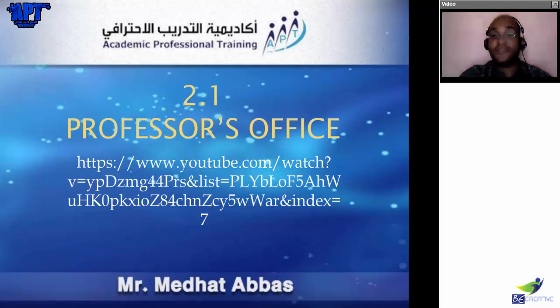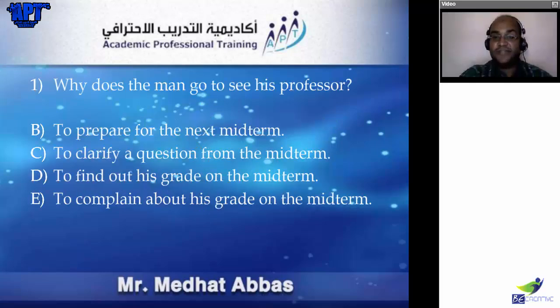To start quickly the answers for this listening part, let's see the first one. Why does the man go to see his professor? The answer is exactly letter C. To clarify a question from the midterm. So letter C is the right answer for number 1.